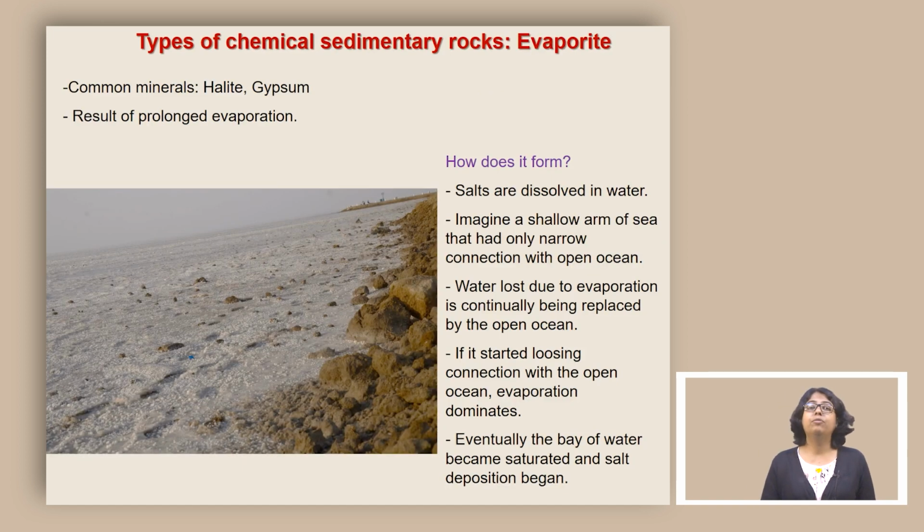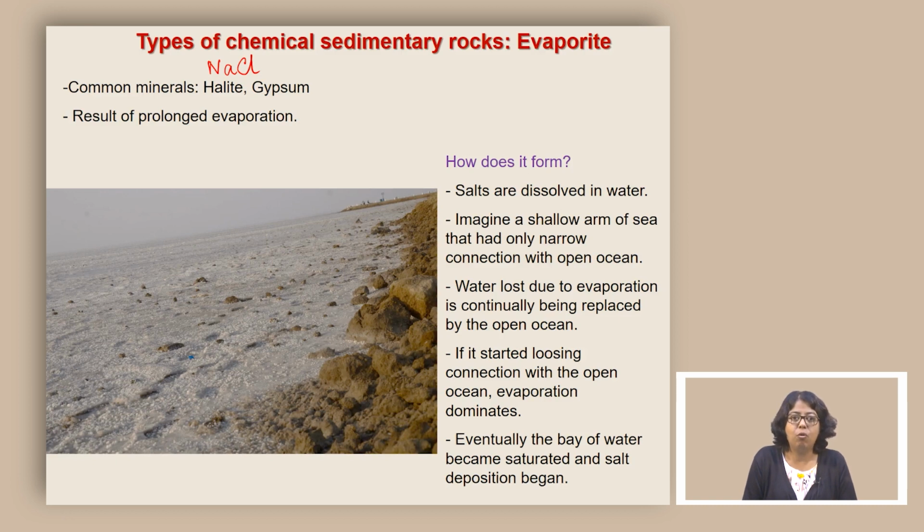The third type of chemical sedimentary rock that we find in plenty in present day as well as in the geologic past is called an evaporite, and the common minerals that we find in these evaporites are halite and gypsum. Now, halite is actually the common table salt. So, the composition is NaCl. The common theme that binds all the evaporite deposits is that they are the results of prolonged evaporation, and that creates these kinds of crystals as well as the final rock.